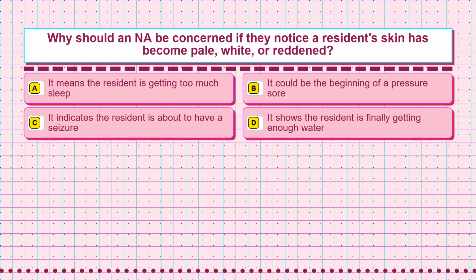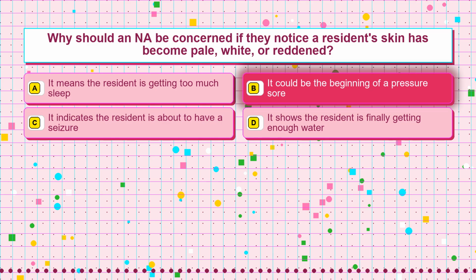Question 6. Why should a NA be concerned if they notice a resident's skin has become pale, white, or reddened? Option A. It means the resident is getting too much sleep. Option B. It could be the beginning of a pressure sore. Option C. It indicates the resident is about to have a seizure. Option D. It shows the resident is finally getting enough water.